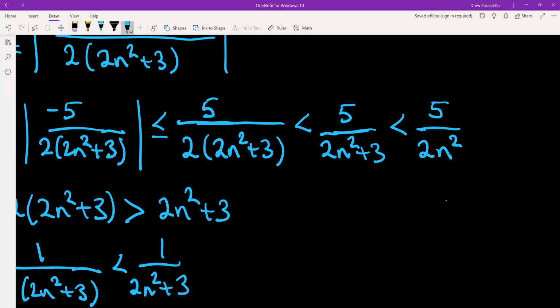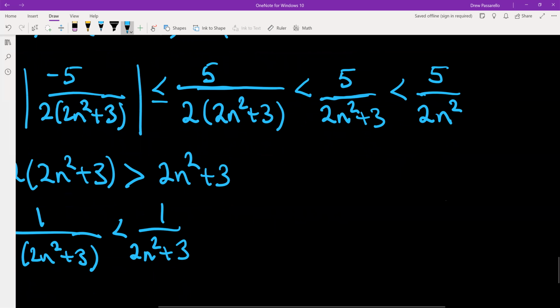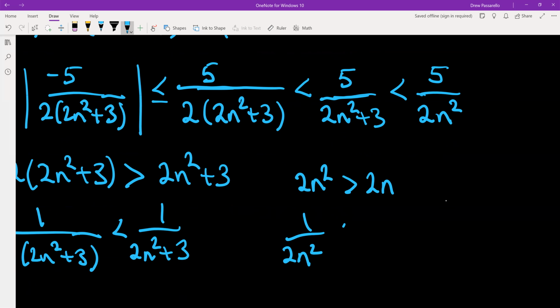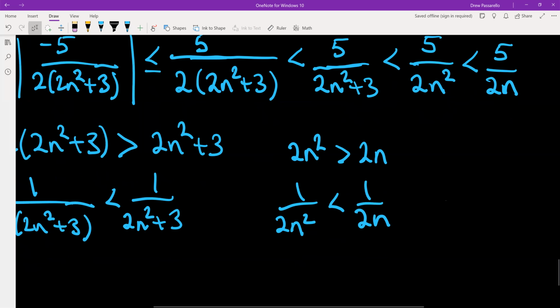2n squared. And squaring a natural number makes it bigger than that natural number. So 2n squared is greater than 2 times n. So then 1 over 2n squared is less than 1 over 2n. So 5 over 2n squared is going to be less than 5 over 2n. Okay, and then we know n is bigger than capital N.